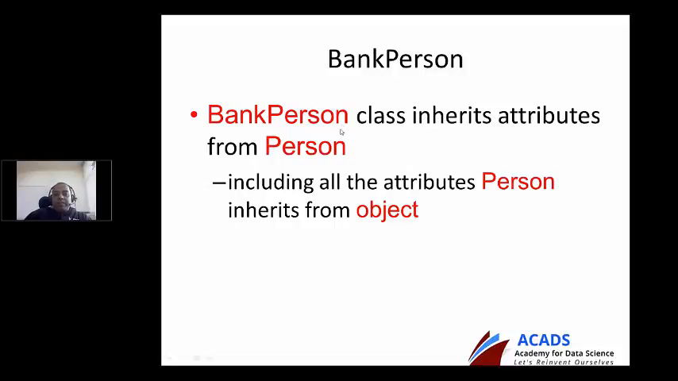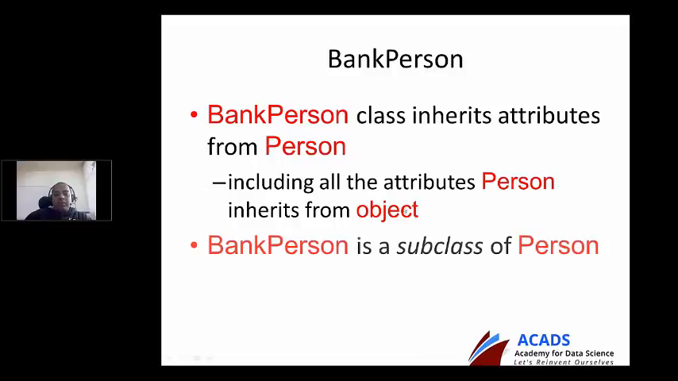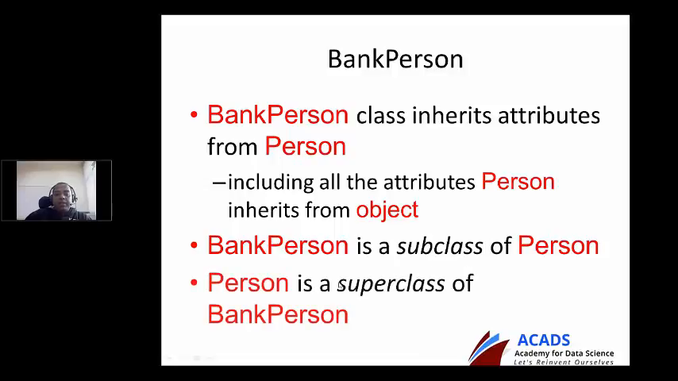And when I say bank person inherits from person, it also means it indirectly inherits from object, or anything which is in between object and person, which is inherited by person. So this way you can think of a grandchild also inheriting from its grandparent. In other words, we say that bank person is a subclass of person and person is a superclass of bank person.